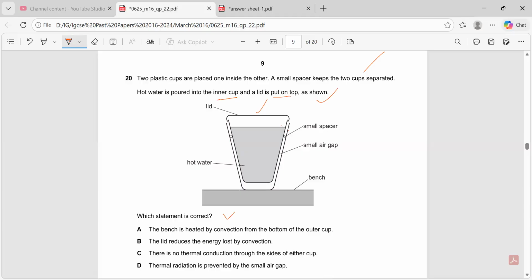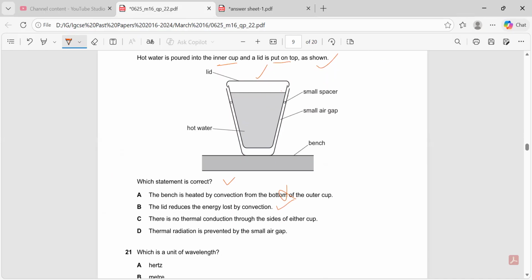The bench is heated by convection from the bottom of the hotter cup. No, convection hot air rises. How can it come down? No chance. The lid reduces the energy loss by convection. Yes, looks to me correct. There is no thermal conduction through the sides of either cup. No, thermal conduction is always there. This is wrong. In solids, when these things are in contact with the solid, thermal conduction is there. Thermal conduction is prevented by a small air gap. Thermal conduction is prevented only in a vacuum. So C wrong, D wrong, A wrong. Correct answer is what? B.